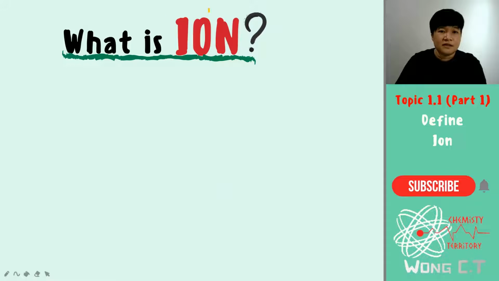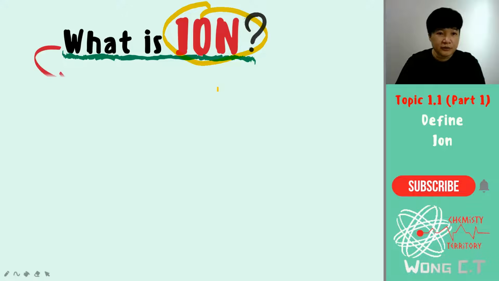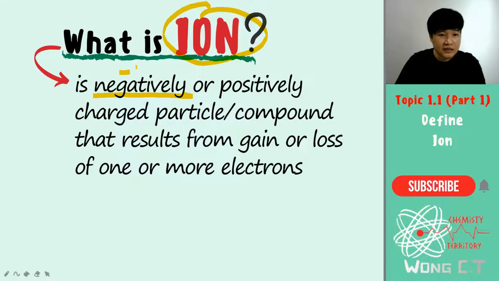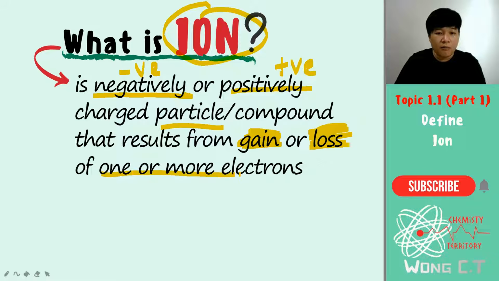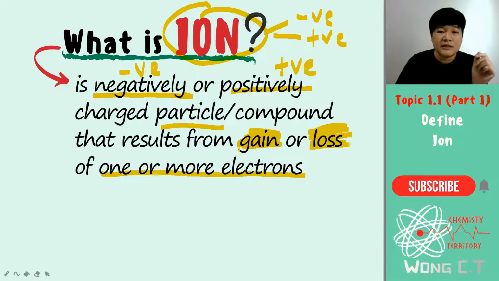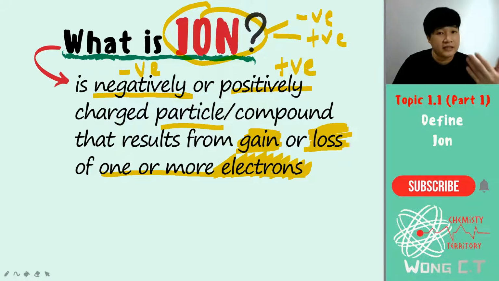Alright? Next, what is ion? Ion is simple. It can be negatively or positively charged particles or compound that result from gain or loss of 1 or more electron. Okay, so bear that in mind, you can be a negative charge, you can be a positive charge by only gaining or losing electrons. Bear that in mind, the only things that you can lose is actually electron. Proton doesn't change because proton is in the nucleus. So the only thing that can be added up or removed is electron.